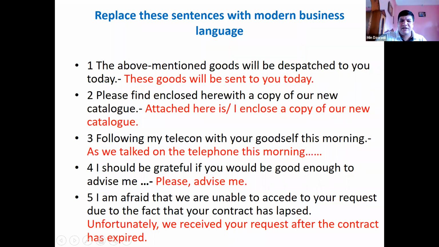It is a very old expression. It is not easy to understand either. So instead of this, we can just say these goods will be dispatched, or these goods will be sent. We can even remove dispatch. Dispatch means sent. Okay, these goods will be sent to you today.